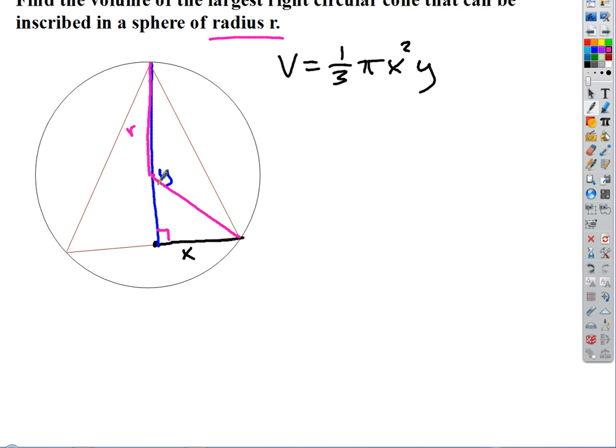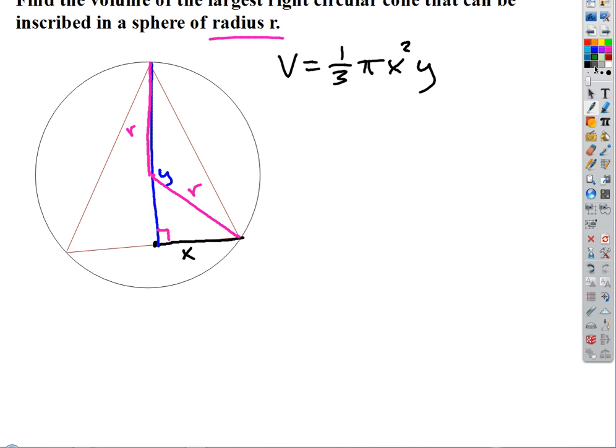Now, you know this is R, don't you? This is R. So there's one side of that right triangle. One side is X. What's the third side? Y minus R. Everybody see that? Good, because the Y is the whole height of the cone, and R is just this portion from here up to the top. And so what's left over must just be Y minus R.